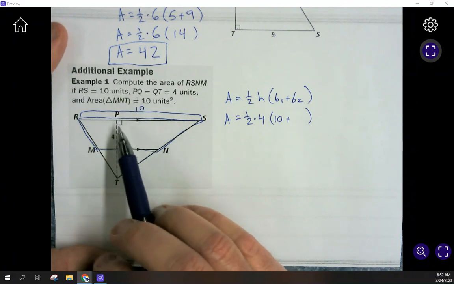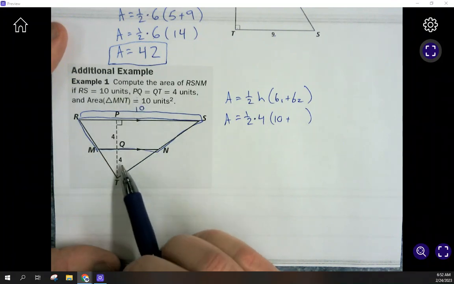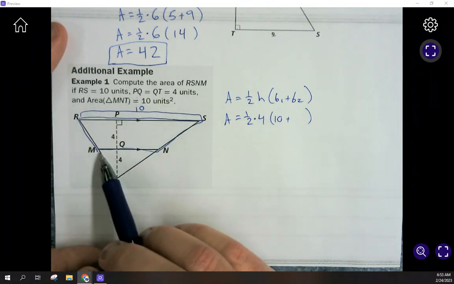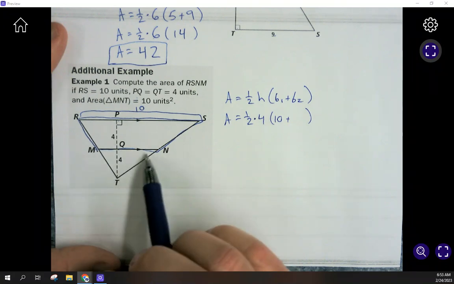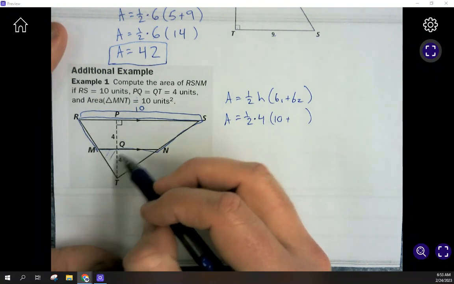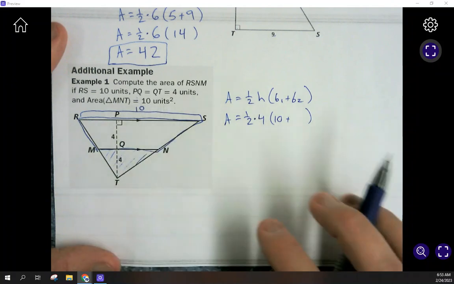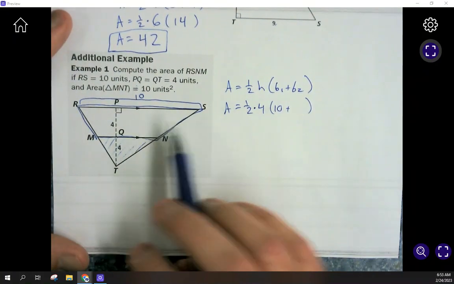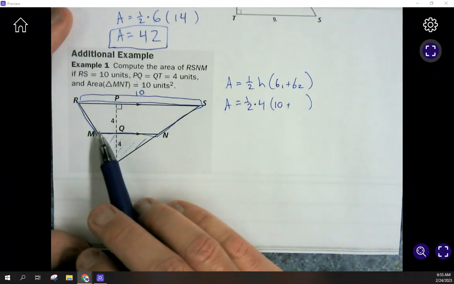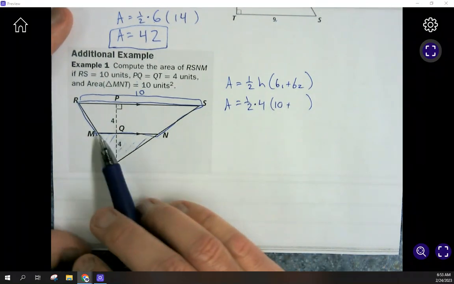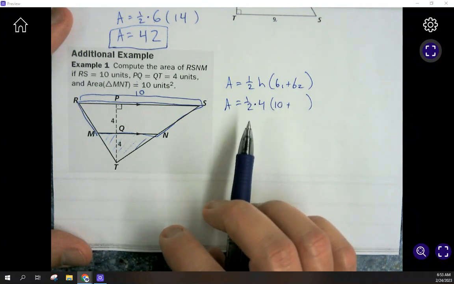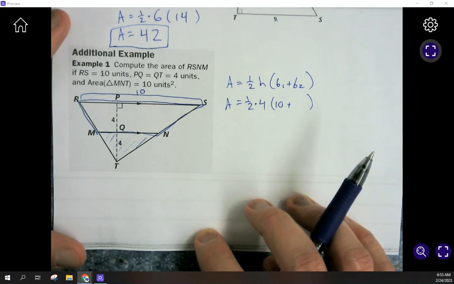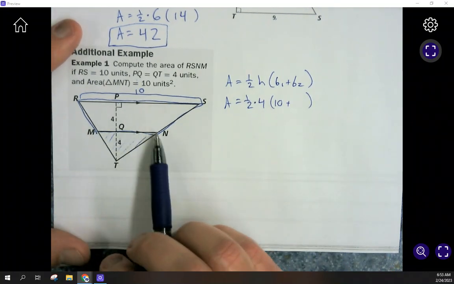So PQ, they told you, is 4, and QT is also 4. That doesn't help me yet. And then the area of triangle MNT, this triangle down here at the bottom, that area is 10. And so they want you to compute the area of the trapezoid. In order to do that, I need the distance from M to N because that's the second base. And since they've given you information about this triangle, you're going to have to use that to work backwards and find that.